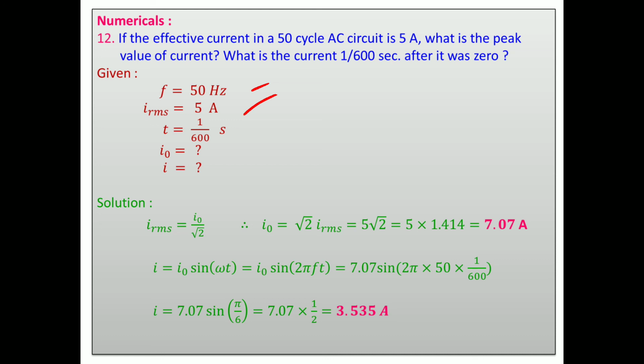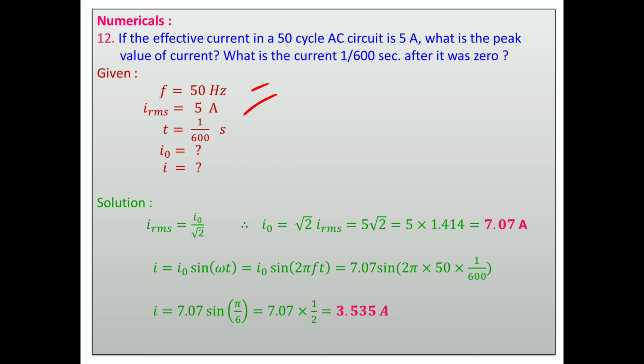5 root 2 is 1.414. After solving, 7.07 is the answer. It is the peak current or maximum current. Thereafter, instantaneous current I equals I naught sin omega t.